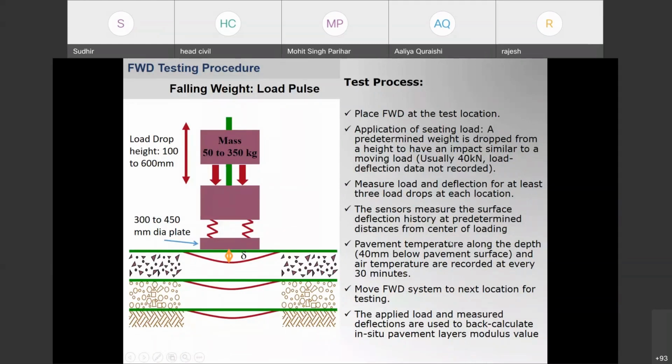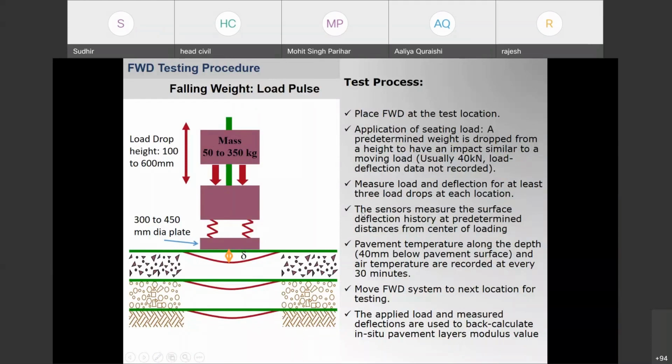In addition to this, you also measure the pavement temperature, and we understand that the pavement temperature at the surface will be different from the pavement temperature at any depth in the pavement section. So what is suggested is that you measure the pavement temperature along the depth of the pavement. Usually you measure pavement temperature at 40 mm below the pavement surface. Once you have done these steps, you move to the next point and repeat the same steps to conduct the FWD testing.